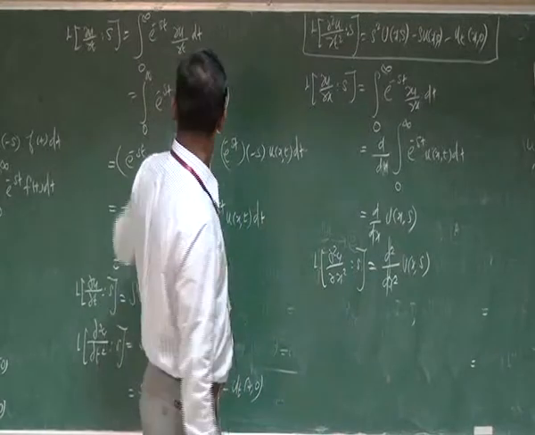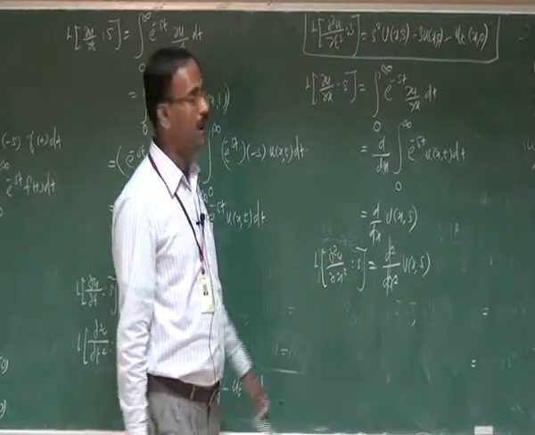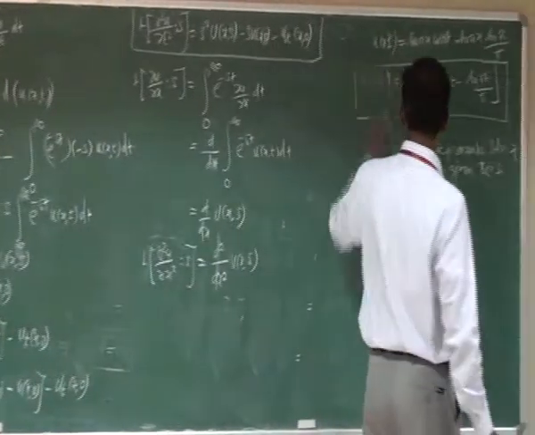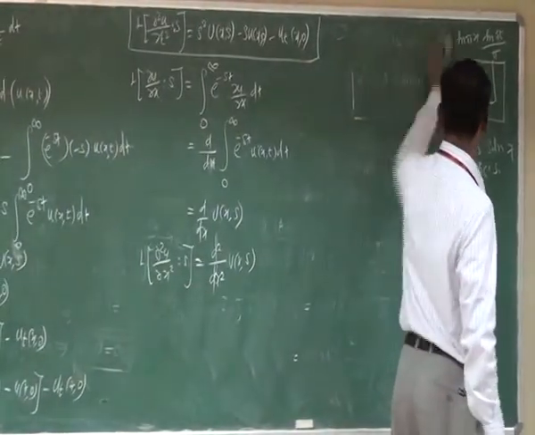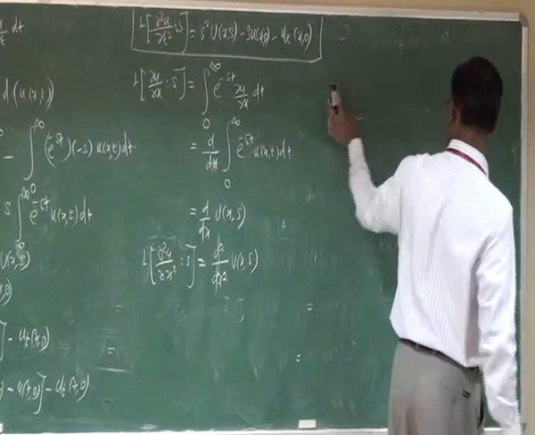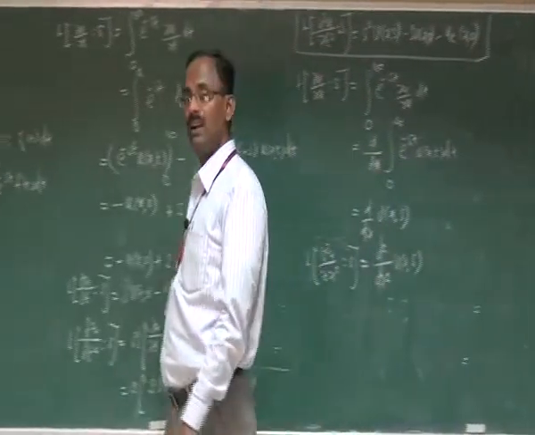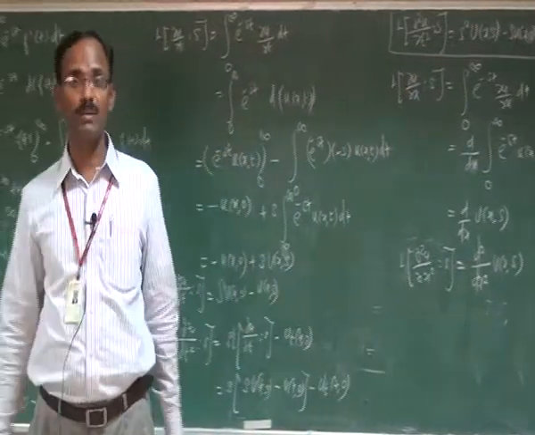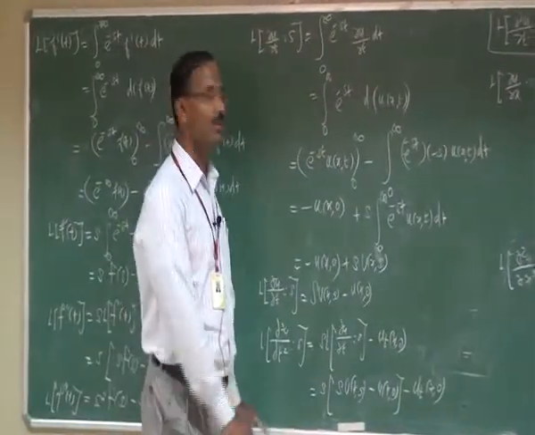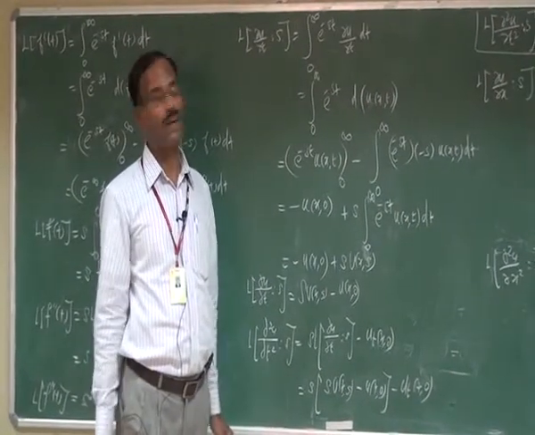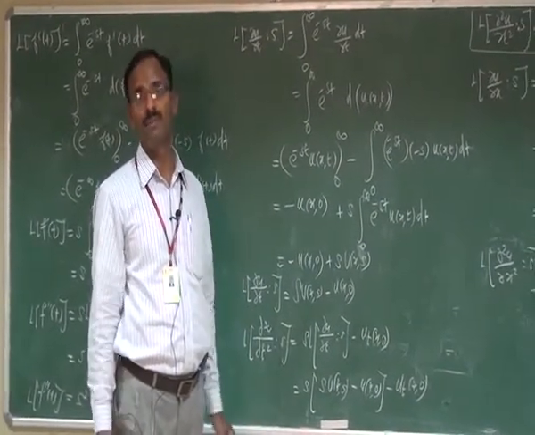Why am I proving these results? At the time of solving the one dimensional wave equation, many times we need to recall the Laplace transform of dou square u by dou t square and dou square u by dou x square, and some of the earlier standard formulas. If you have any doubt in those formulas, it is better to derive them whenever we require, otherwise it is very tough to get the solution.